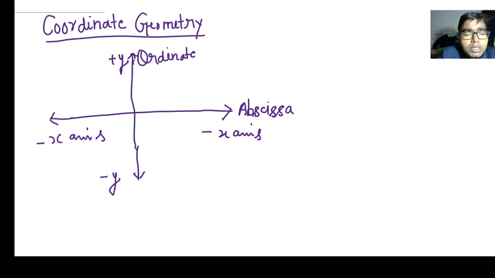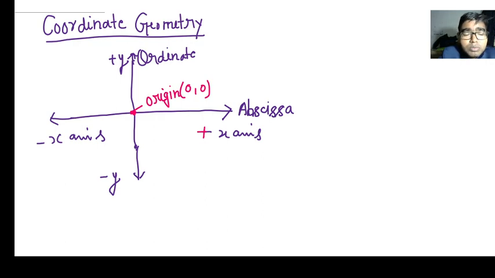These two perpendicular lines are cutting each other at this point, right? And this point is called the origin. The coordinate of the origin is assumed to be 0 comma 0, and this is the positive x-axis, negative x-axis, positive y-axis, and negative y-axis.